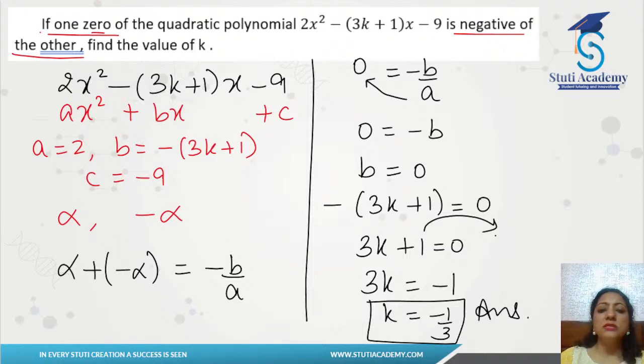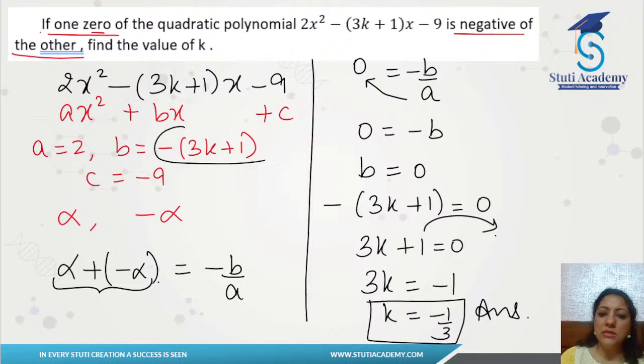Now we are going to take sum of the zeros here. The reason behind taking sum of the zeros here is that we need to solve for k. So we know sum of the zeros is minus b upon a. That is why we have taken sum of the zeros, because k is occurring here in b. Now alpha plus minus alpha, that is sum of the zeros, is minus b upon a. This you are going to get as 0, that is minus b upon a. A you can take on the other side, it will get multiplied and you will get 0 equal to minus b. That is actually b equal to 0.